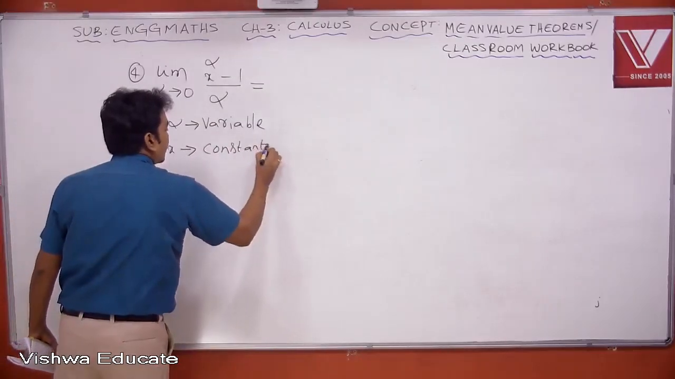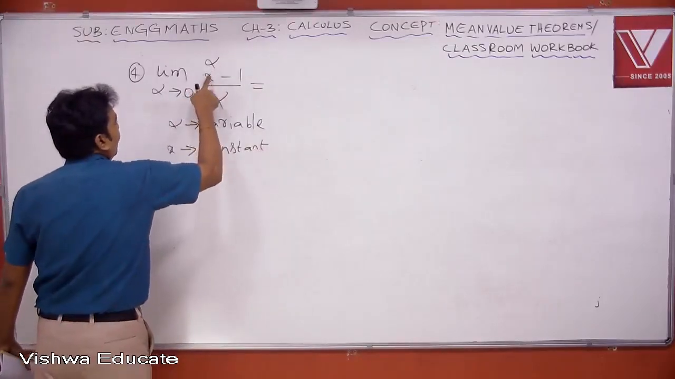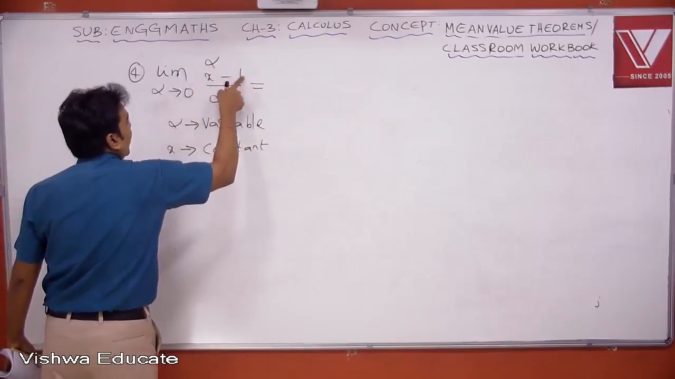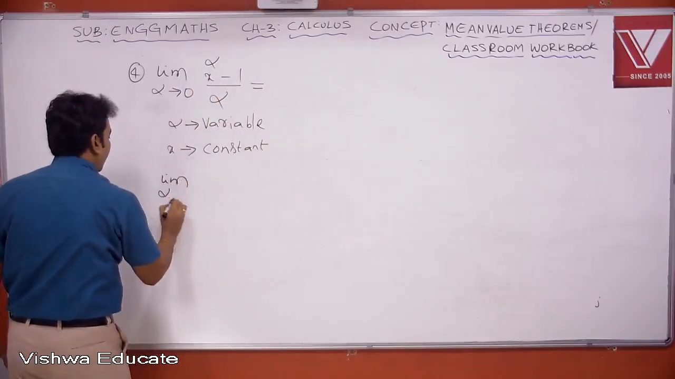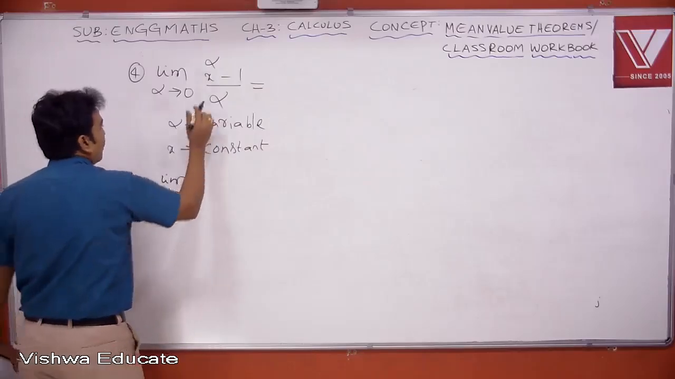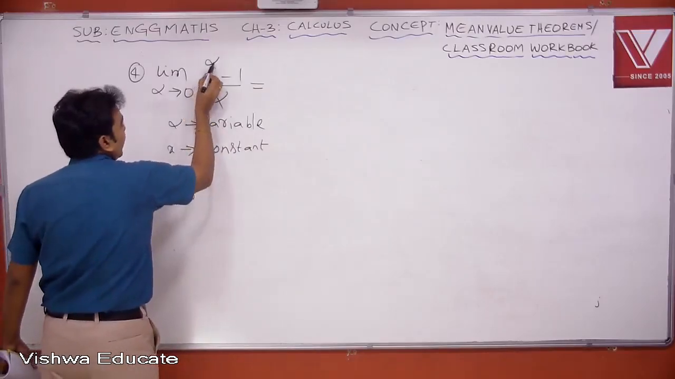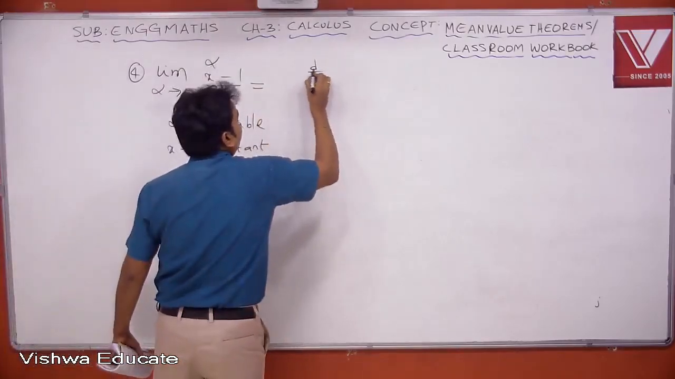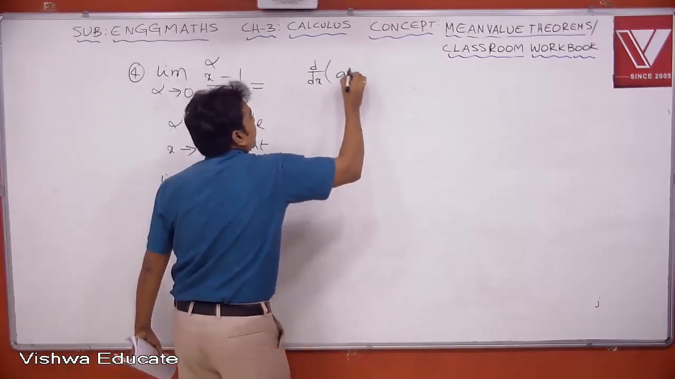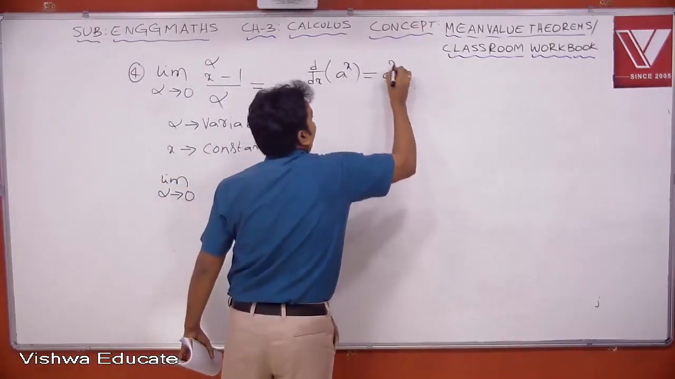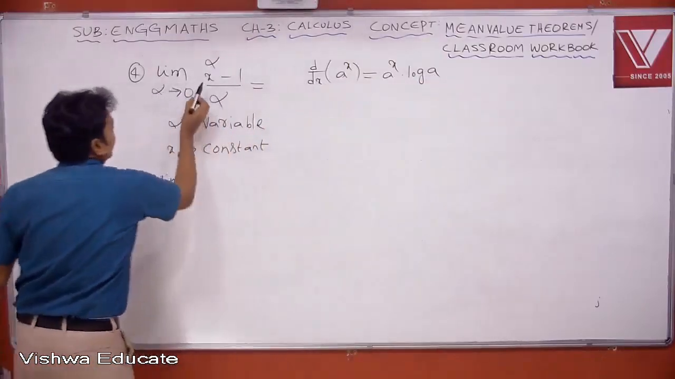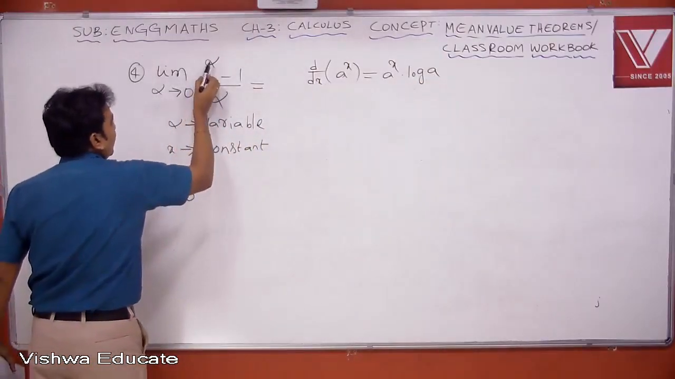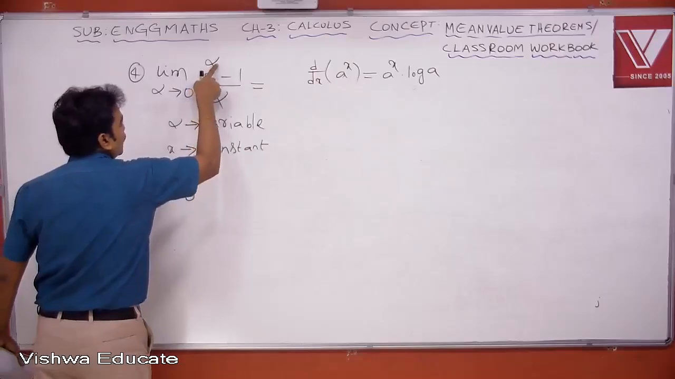X is a constant. So replace alpha by 0. X power 0 is 1. 1 minus 1 is 0. 0 by 0 form. So apply L'Hospital rule. Limit alpha tends to 0. Now this is constant, this is variable. Just like d by dx of a power x, what is the derivative of a power x? A power x into log a. Now here in place of a we have x, in place of x we have alpha. So this is constant, this is variable.